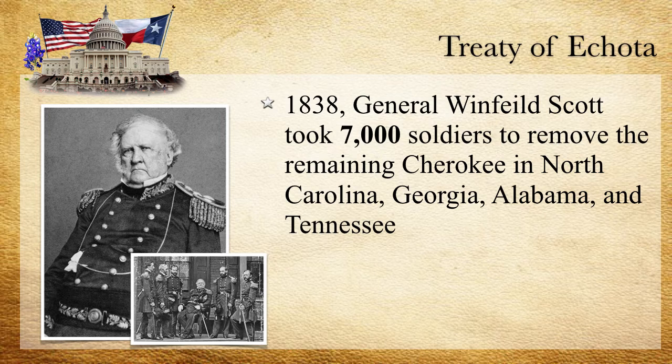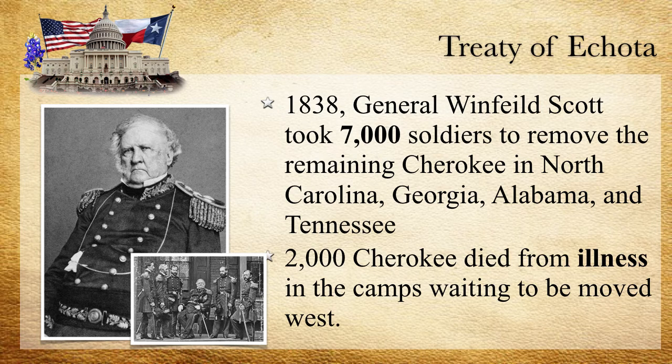So we send General Winfield Scott and 7,000 of his soldiers to go down and take care of this Cherokee issue in North Carolina, Georgia, Alabama, Tennessee, to get these Native Americans out of this area and get them to move to the Indian Territory. That's the goal. Well, they bring them all into these camps before they take them all the way to the Indian Territory. Over 2,000 die in the camps just from illness before they even moved them. They were already dying off because they got sick and malnourished, and not a great thing.